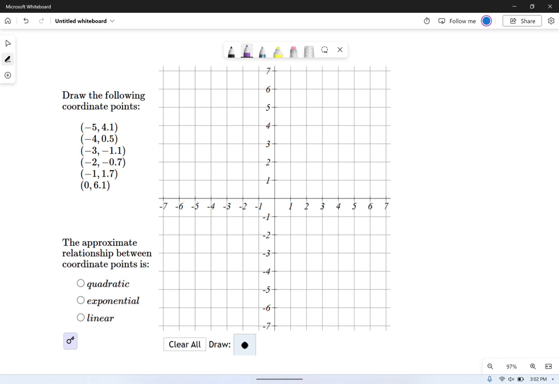The first part of this problem is very straightforward. It simply says, draw the following coordinate points. So all you have to do is use these xy coordinate points right here and literally draw that.